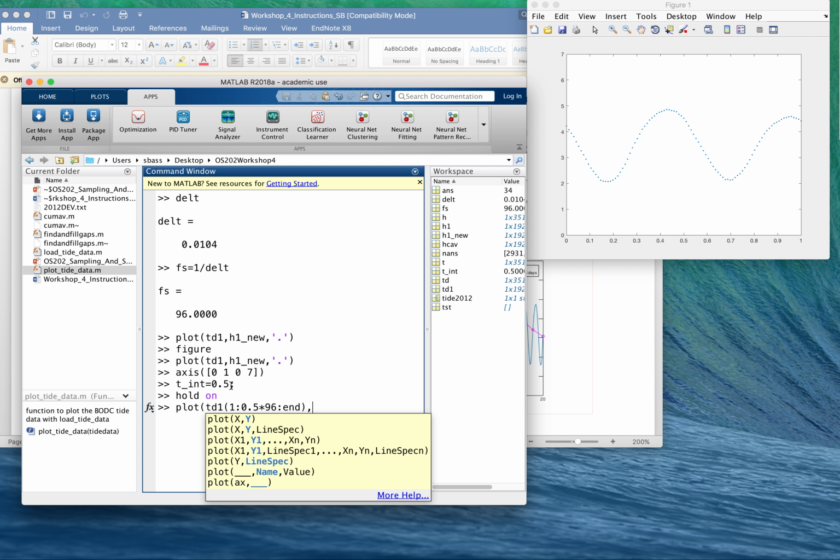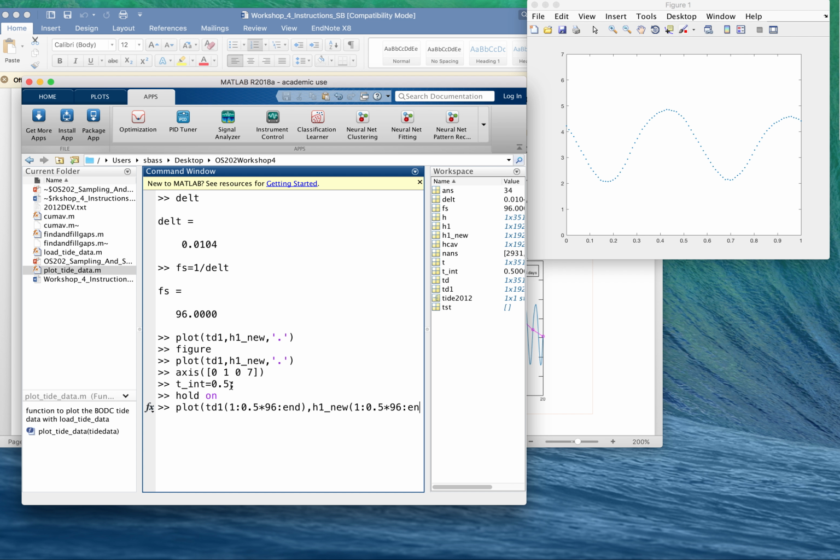Okay, and we might as well go to the end. We're not plotting it anyway, hopefully it'll keep the axes limits where they are. And then we'll pick out the same indices in our title height, which goes from 1 to 0. So half a day intervals times 96 samples per day up until the end.